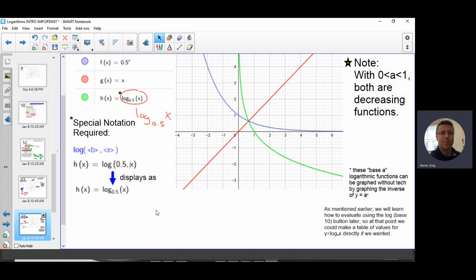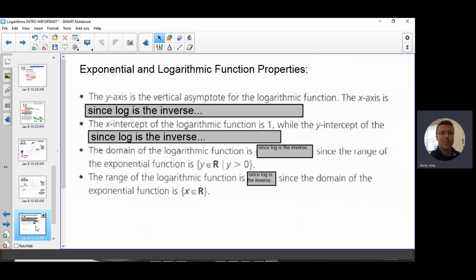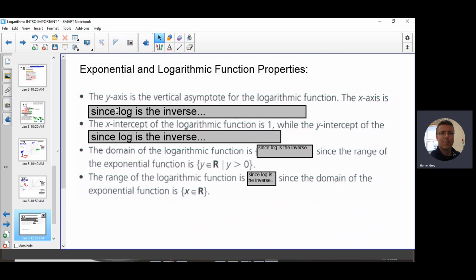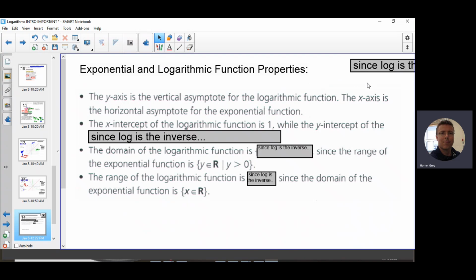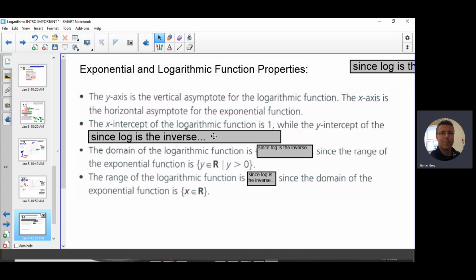And then finally, almost here, because we are inverses of each other, everything's flipped, x and y. So I have here the y-axis is the vertical asymptote of the logarithm function. I should have done that the other way around, I guess. The exponential's x-axis is the horizontal asymptote. So because the logarithm's the inverse, the y-axis is going to be the asymptote.